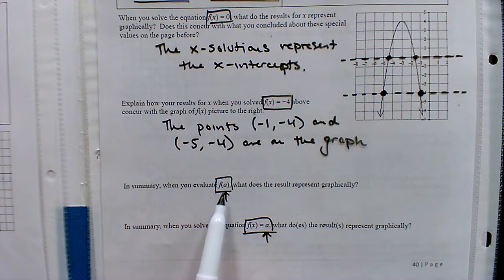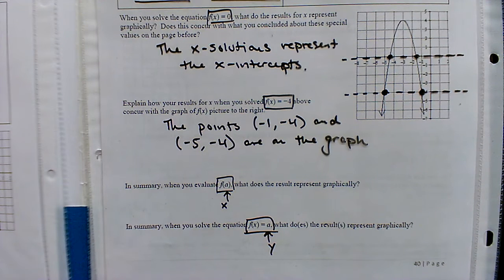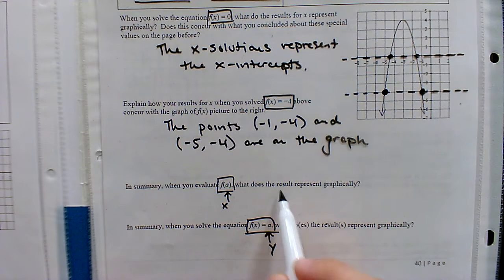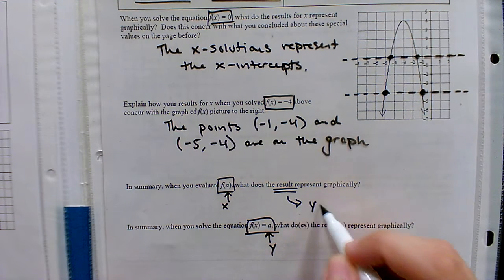So what's the difference between a number inside the function and the number equal to a function? What do you think, Tori? One of them is x and one of them is y. All right, so that's an x value and this is a y value. Whenever you have f of a, a is representing an x value, which means the result if you were to plug in a would be a y value.